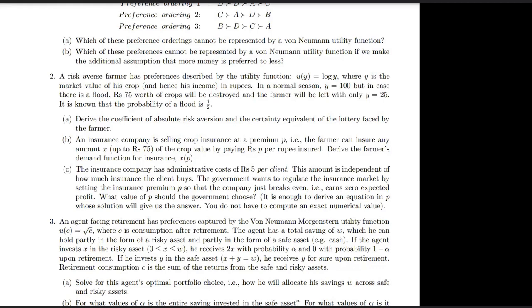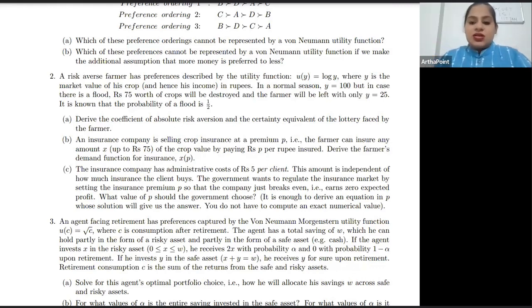His revenue would be XP, because in any of the circumstances, whether flood occurs or not, he is getting XP amount of rupees. XP minus what he is paying to the consumer, that is X/2, because he is paying only once. XP minus X/2 minus 5 is equal to 0. Correct, that's absolutely correct.